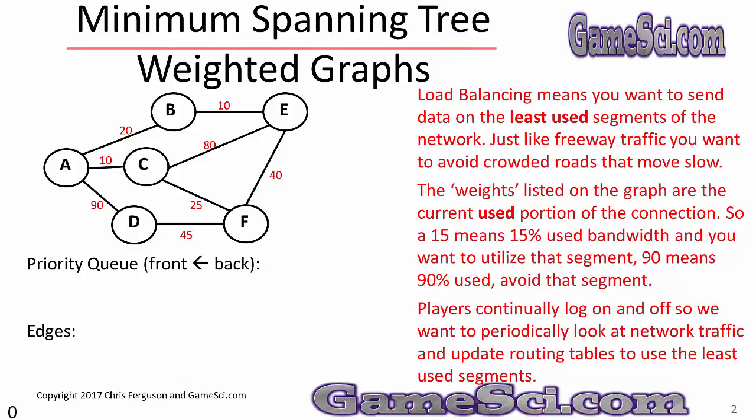Minimum spanning tree. Load balancing means you want to send data on the least used segments of the network. Just like freeway traffic, you want to avoid crowded roads that move slow. The weights listed on the graphs are the current used portion of the connection. So a 15 means 15% used bandwidth, and you want to utilize that segment. 90 means 90% used, and you want to avoid that segment. If it's 90% used, it's crowded, and you want to avoid it.